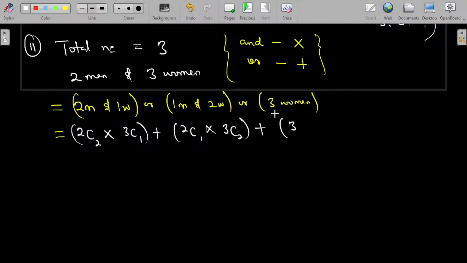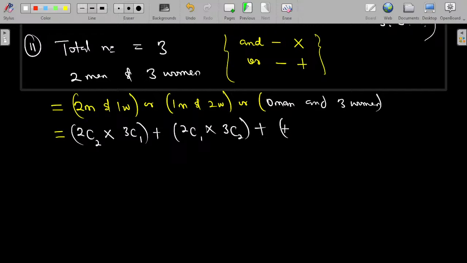Actually, we should have written that as 0 man and 3 women. But the reason I ignored it is that 0 man will give you 1, and 1 times whatever you get will still be the same. So that's why I only wrote 3 women, because whether you write it as 0 men and 3 women, it will still be the same thing. Because 0 man means you're selecting none out of 2, which is 2 combination 0. And 2 combination 0 is 1. In fact, anything combination 0 is 1.